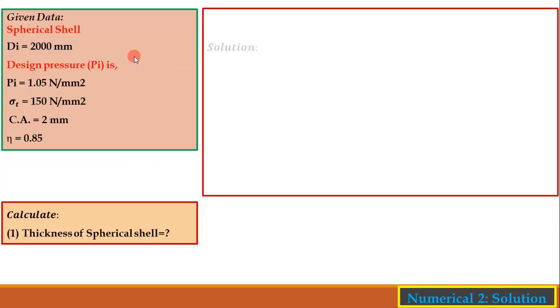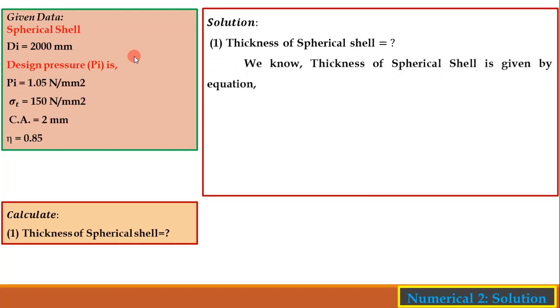So we'll start the solution. The first point is the thickness of the spherical shell is equal to question mark. We know the thickness of the spherical shell is given by the equation TSS, T suffix SS for spherical shell, is equal to Pi di upon 4 sigma T eta minus Pi, plus Ca. Now here all the values are known. Design pressure Pi is 1.05, and the internal diameter di is 2000 mm.